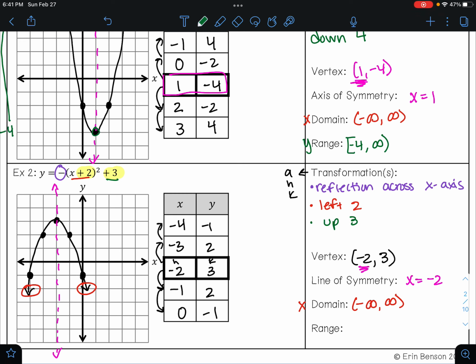Our range is our y values from the bottom of the graph to the top of the graph. The bottom of your graph is pointing down, so that's going to -infinity. The top of your graph is your vertex, and that is where y is 3.